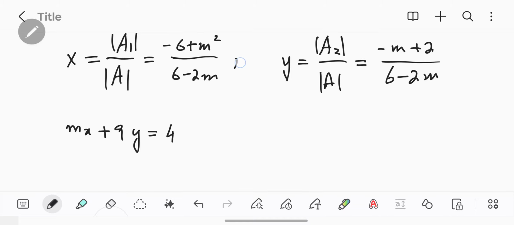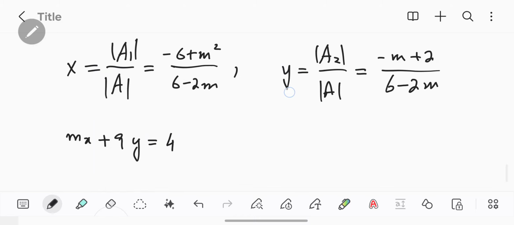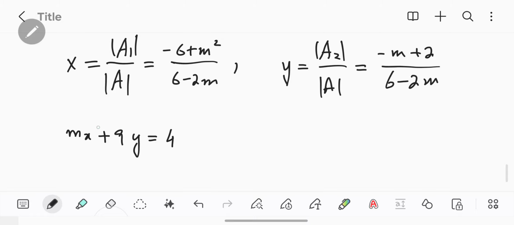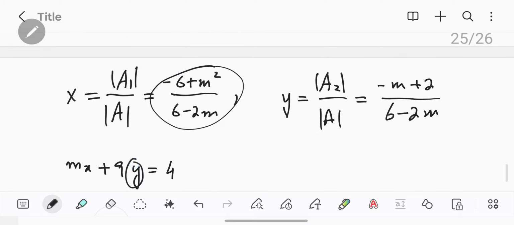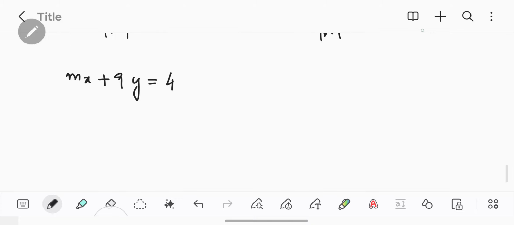This is the value of x because it is equal to x, and this is the value of y because it is equal to y. So here in this equation, in place of x, I will put its value, and here in place of y, I will put its value, and I will check whether these values satisfy the last equation or not.